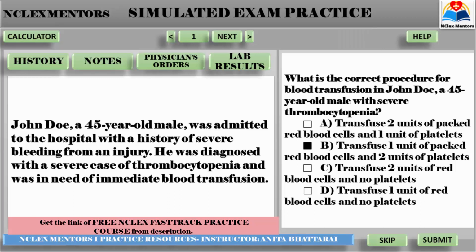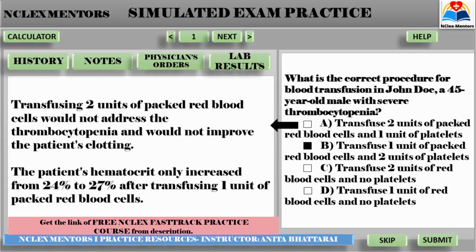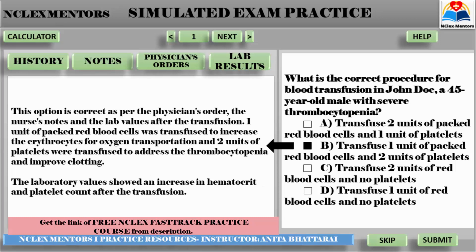The correct answer is B, or transfuse 1 unit of packed red blood cells and 2 units of platelets. What could be the explanation? For option A, transfusing 2 units of packed red blood cells would not address the thrombocytopenia and would not improve the patient's clotting. The patient's hematocrit only increased from 24% to 27% after transfusing 1 unit of packed red blood cells.